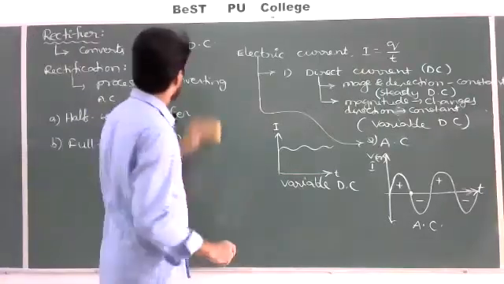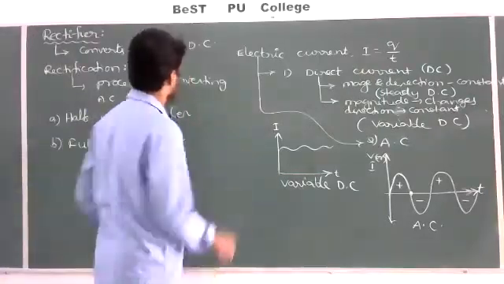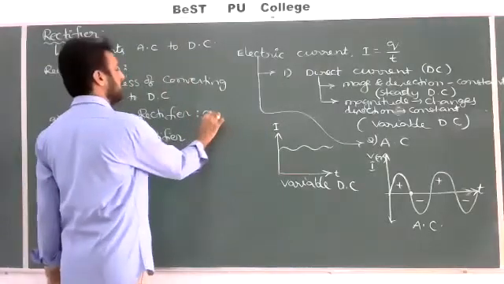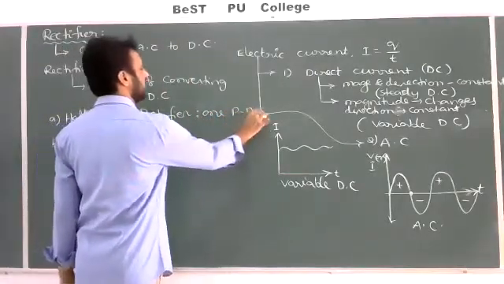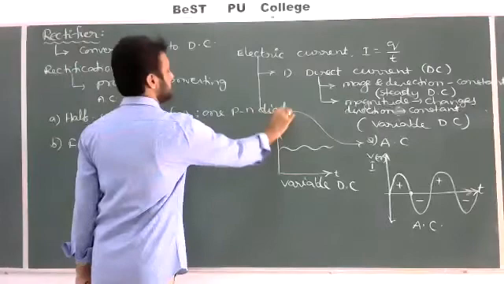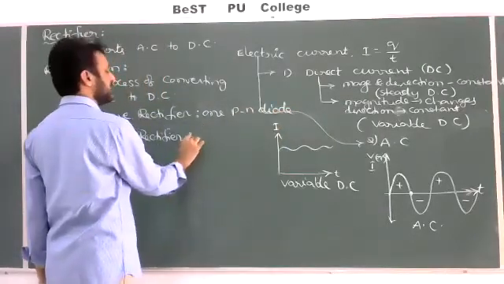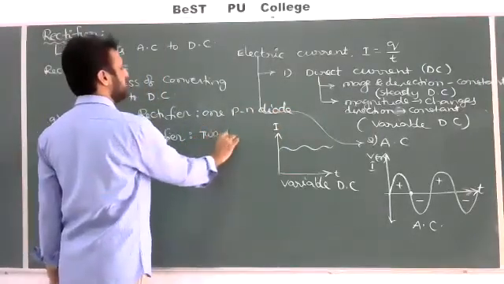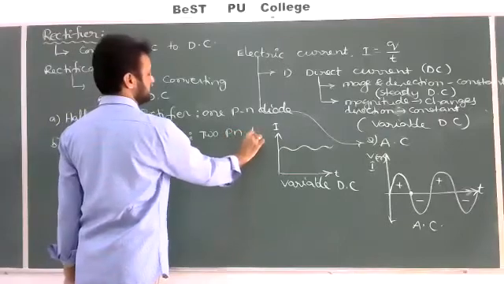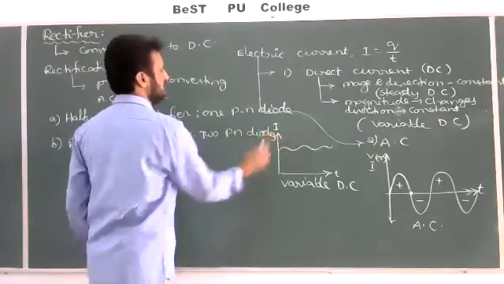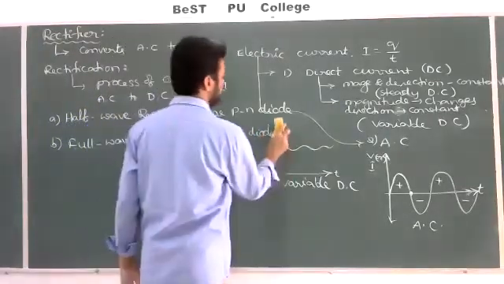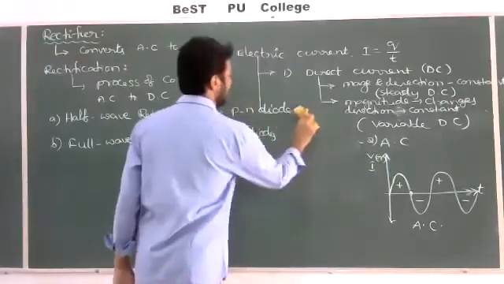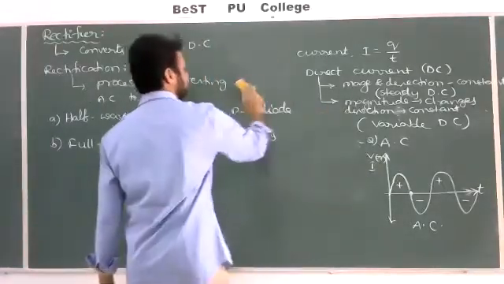Generally, in case of the half wave rectifier, in the name only they mentioned, we are using only one PN diode. Only one PN junction diode we have to use, whereas in the full wave rectifier we have to use two PN junction diodes. So two PN diodes are used in the full wave rectifier, only one diode in half wave rectifier.